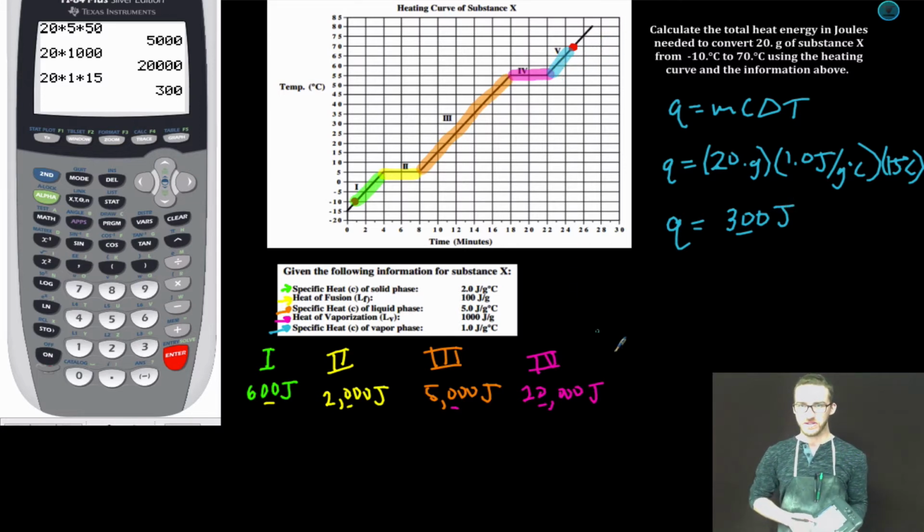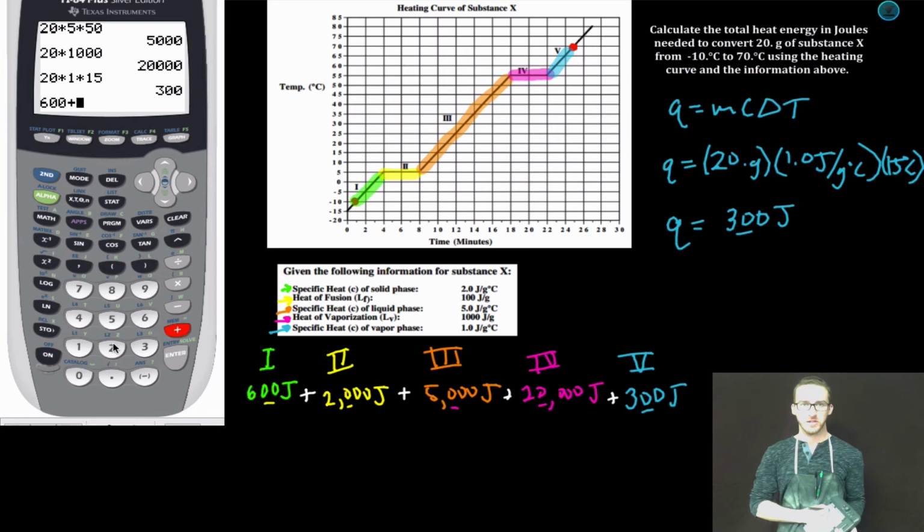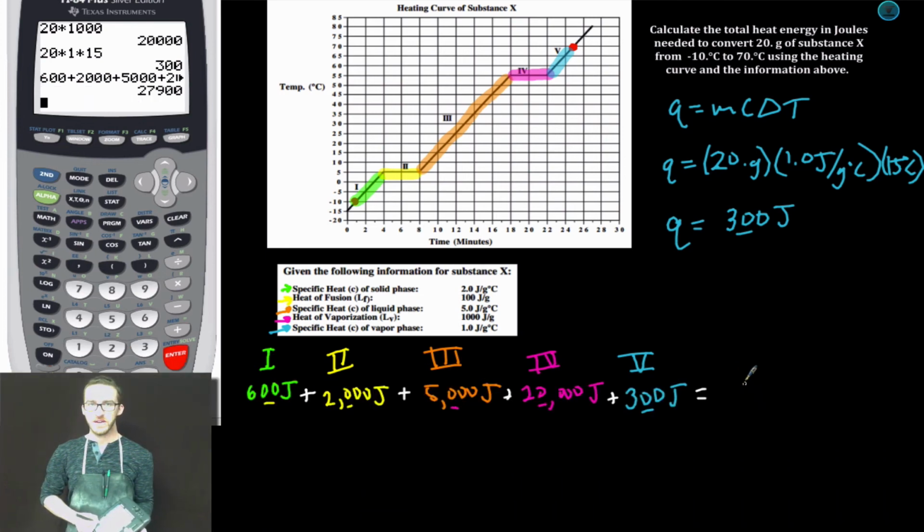All right, final moment of truth. We want the total amount of energy. How much heat was required to completely cause our 20 grams of substance X to go from negative 10 Celsius in the solid phase up to 70 degrees Celsius in the vapor phase? 600 plus 2,000 plus 5,000 plus 20,000 plus 300. Enter. 2 significant figures. Now we're adding, so the least precise place value is the 1,000s place, so my answer, 28,000 joules. Boom, we are done.